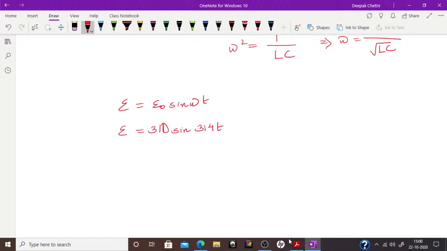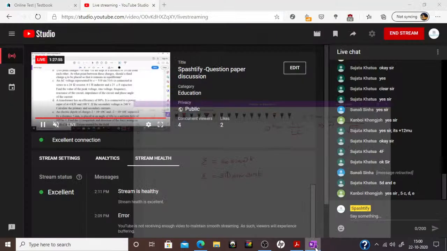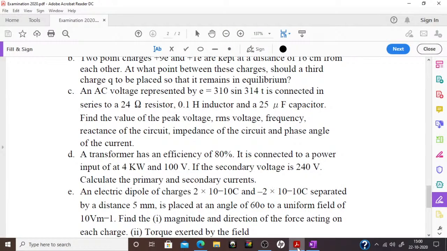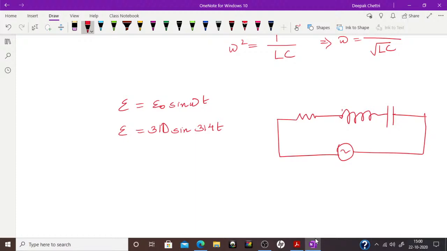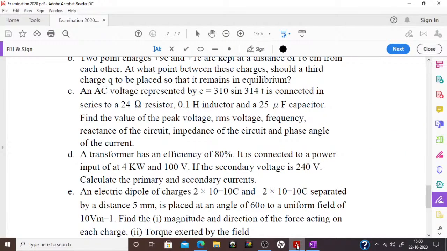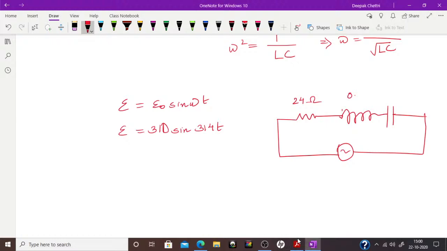So this is the voltage supply that you are using for a circuit which has a resistor, inductor and capacitor, just like the one we have drawn above, right? So this circuit has a resistor, an inductor and also a capacitor, and the supply voltage is this one that I have written here. Okay, so the resistance is 24 ohm, the inductance is 0.1 Henry, and the capacitance is 25 microfarad.